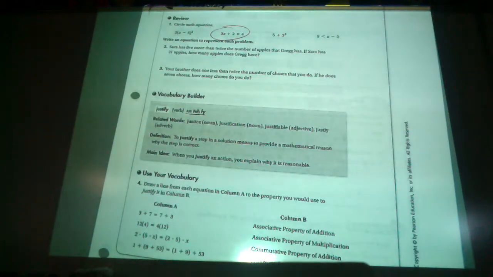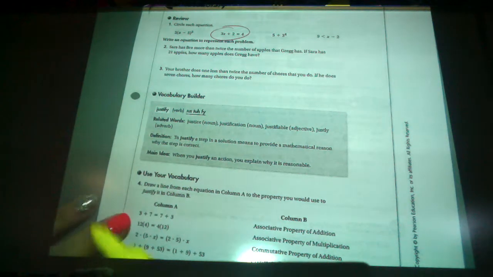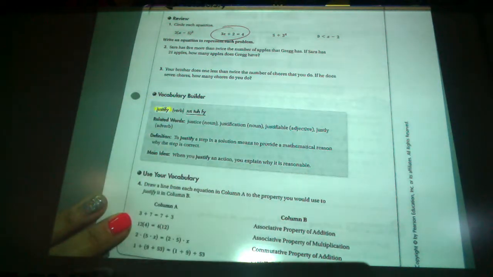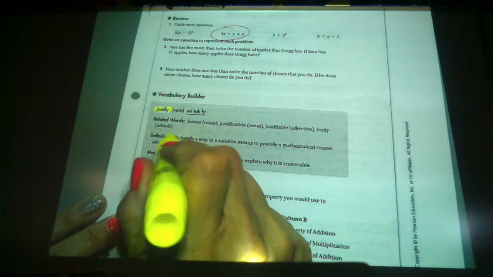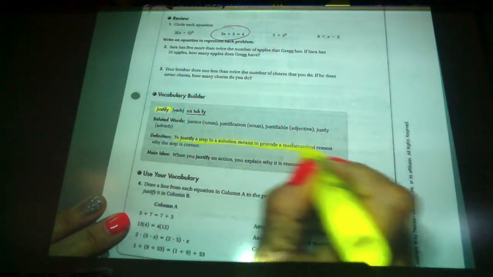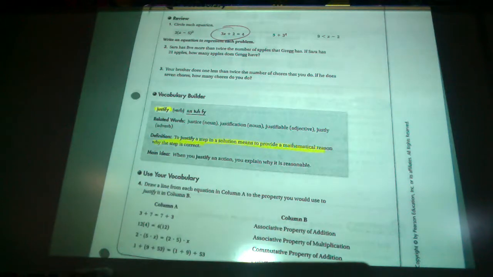But today's definition is justify. And that's what we're going to end up doing in our proofs: justify. To justify a step in a solution is to provide a mathematical reason why the step is correct. And those are your postulates and theorems. Definitions can be used as well to justify things.